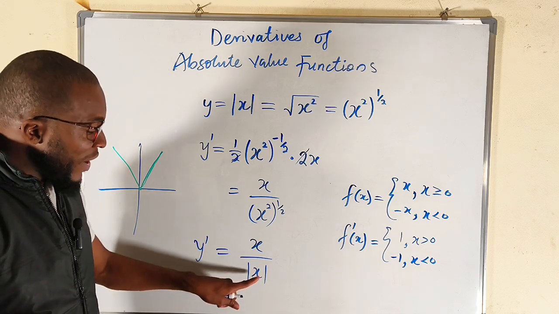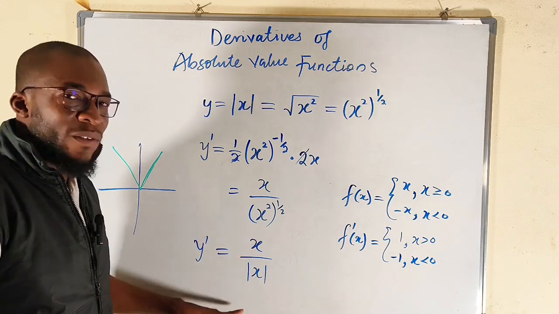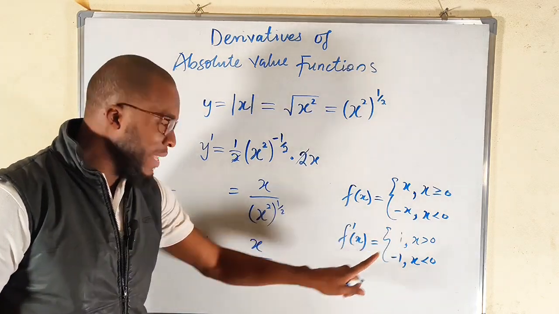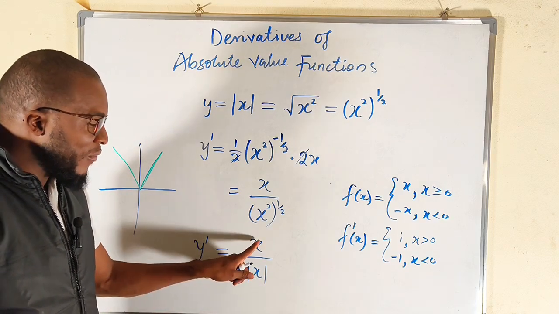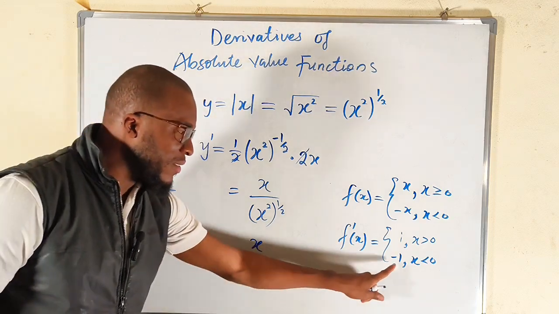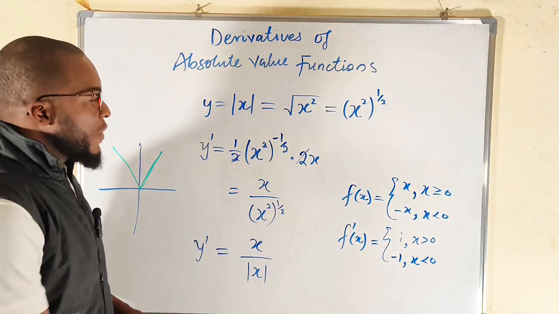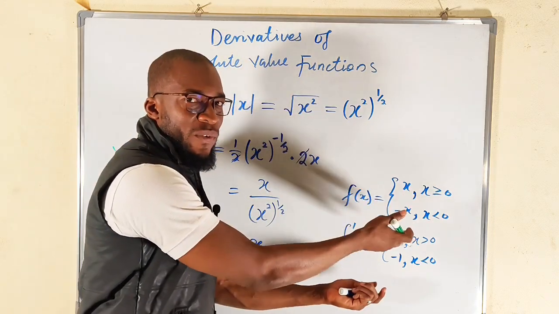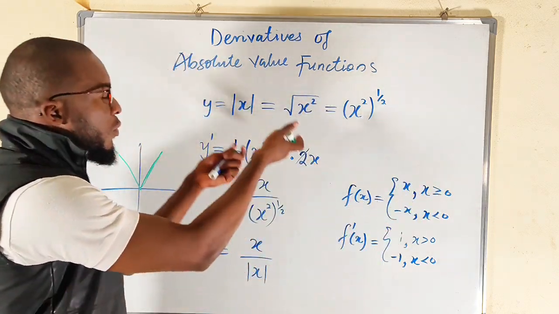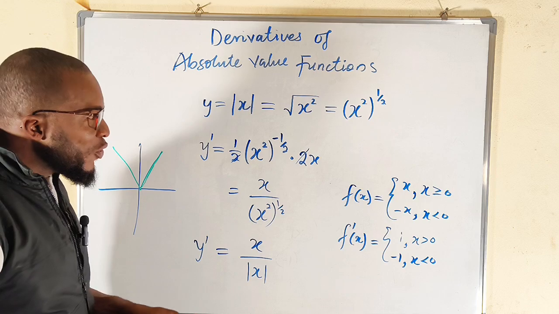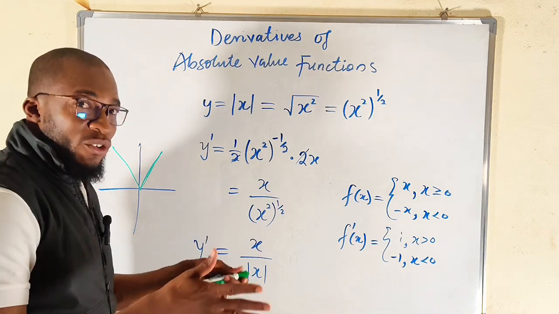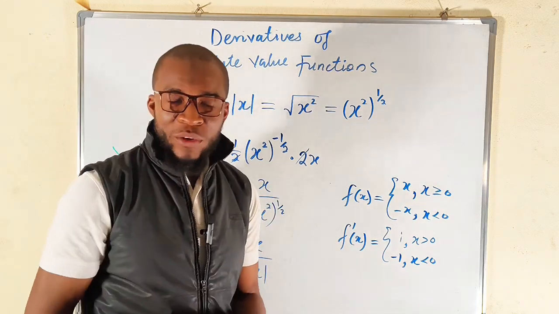If the absolute value of x is positive, x divided by x will give us 1. And if it is negative, we have x divided by negative x, which is negative 1. So it depends whether to transform the function into a piecewise function before you differentiate, or you apply this method. But let me show you another one from which we can deduce the final formula to use.